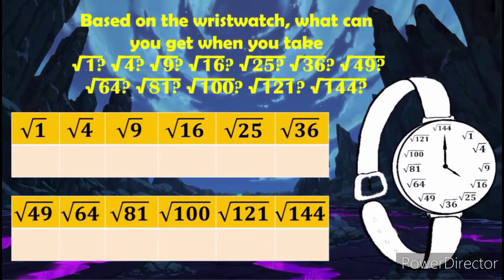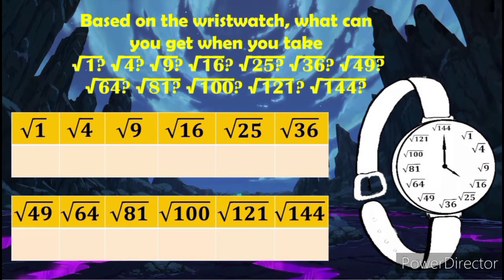Based on the wristwatch, what can you get when you take the square root of 1, square root of 4, square root of 9, square root of 16, square root of 25, square root of 36, square root of 49, square root of 64, square root of 81, square root of 100, square root of 121, and the square root of 144? Let's give the square root of the following numbers.